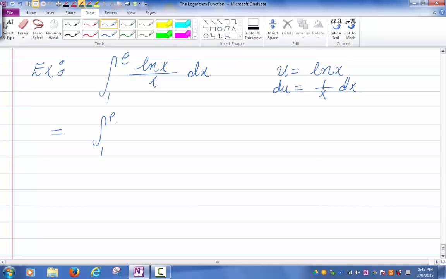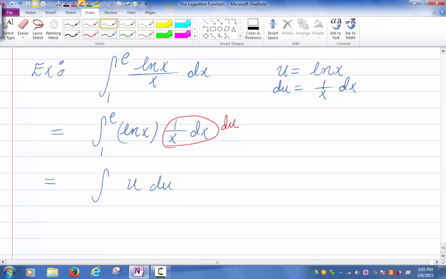Let's proceed here. This integral, I'm going to rewrite as ln x times 1 over x dx. You agree that that can be done? I haven't done anything, I just rewrote the integrand. The reason is I can now say this is du. So my integral would be u du.